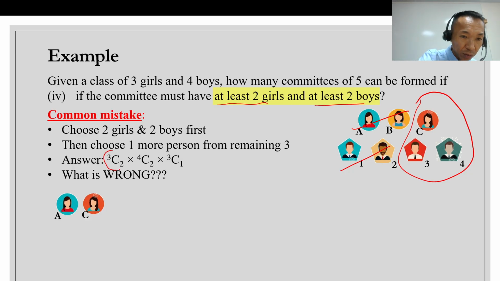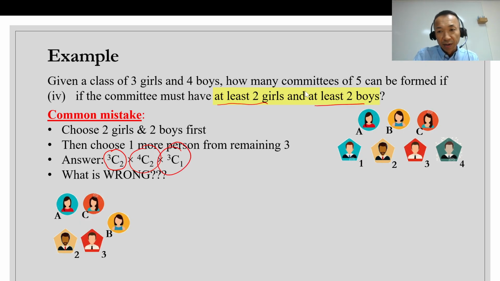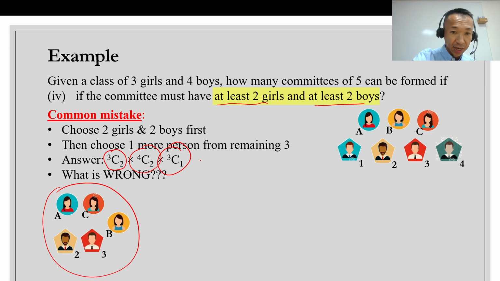When I say 3 choose 2, I could have chosen, say for example, AC. Am I right? Yes. When I say 4 choose 2, I could have chosen any 2. I could have chosen 2 and 3. Then I take 3 choose 1. Well, it could be anything. I could have chosen B, that means this girl here. This is considered as one particular case within this answer here. Correct?